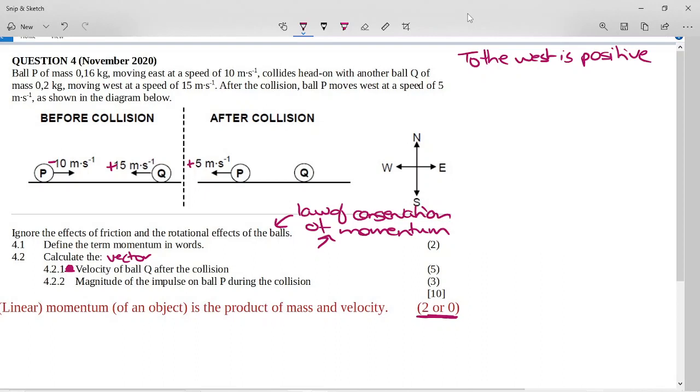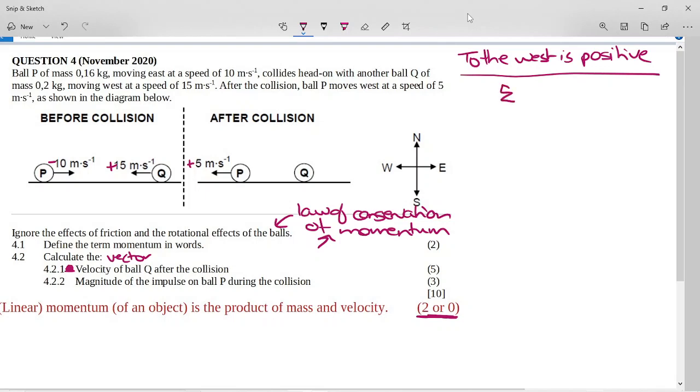You can take to the east as positive, then you must just switch the signs, and your final answer for Q will probably come out with a negative value, which you then have to translate into a westerly direction if you have said to the east is positive. But we're going to go to the west is positive.